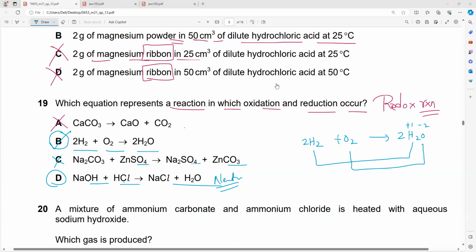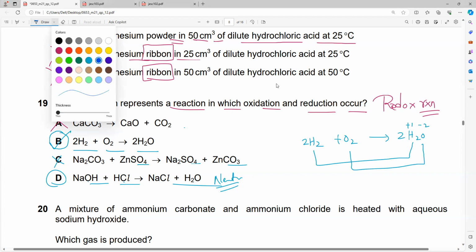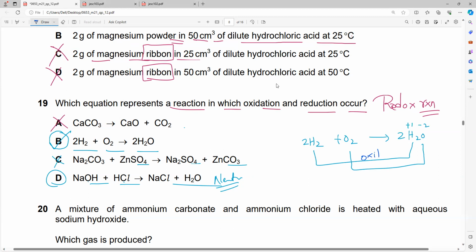So what is that called? Loss of electrons we call oxidation. And gain of electrons we call reduction. So reduction and oxidation both take place together. It is a redox reaction. Hope you all remember.